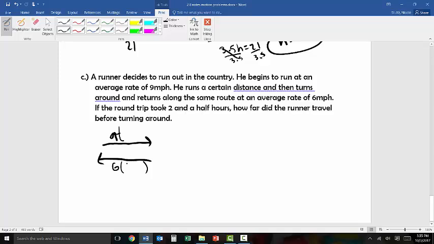That's their total time. So what I would do is take that total time and subtract off the time it took to run that far. So if he ran half an hour this way, then he has to have run 2 hours this way because you have to subtract the times. So this one might be a little tricky, but I'm just going to call it a comparative time.